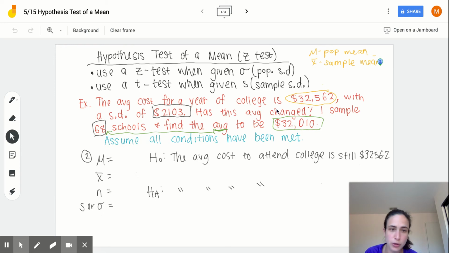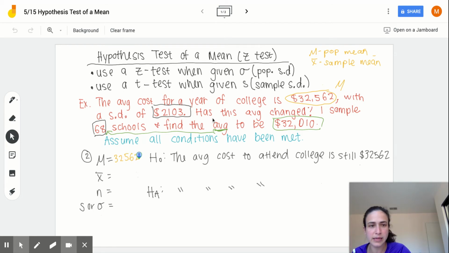There's no shortcut to figuring out which it's talking about other than you want to know what the subject of the sentence is. So this is talking about the average cost for a year of college. So that would mean like out of everybody who goes to college in the world, the average cost is 32,000. So that's talking about the population, not the sample, because the sample would state that there was a certain number of people they asked to get that mean. So this is going to be your mu, 32,562.